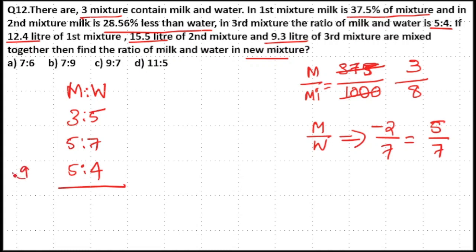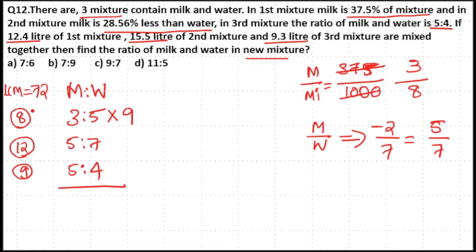Now 5 plus 4 is equal to 9 parts. 7 plus 5 is equal to 12 parts. 3 plus 5 is equal to 8 parts. The LCM of 8, 9, 12 is equal to 72. So first ratio is total 8 parts. You need to make it 72 parts. So 8 into 9 is equal to 72. So multiply first ratio with 9.